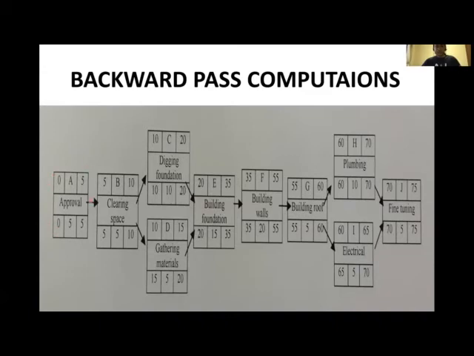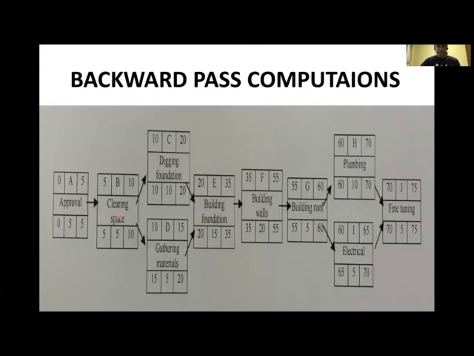And how do you tell the float of a particular activity? It's very simple, people. The float of any particular activity is basically you subtract the early finish and the late finish, or the early start and the late start. So you can do that to be able to know the float. If you look at the first one, 5 minus 5 is 0. This activity has no float, so it's critical, part of the critical path.